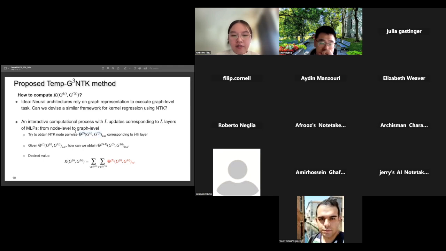Because first we have an NTK node pairwise matrix for some layer L, and then we want to use this node pairwise matrix to obtain the next node pairwise matrix for the next layer. And we keep doing that until we reach the final layer so that we could obtain the desirable value, which is the neural tangent kernel value between two temporal graphs at time t.